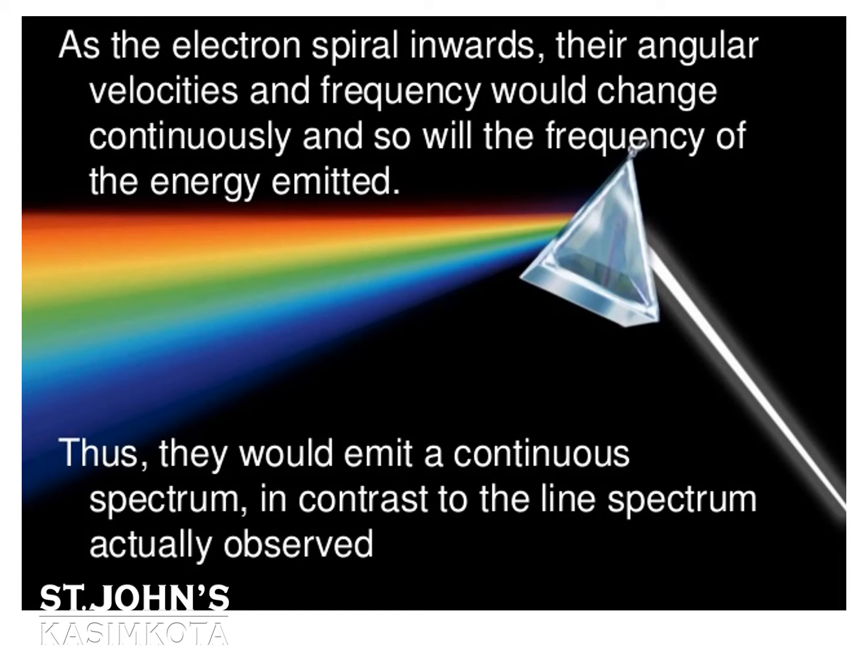As the electron spirals inwards, that is, as the electron is getting accelerated in circular motion, it moves towards the nucleus. The angular velocity and frequency would change continuously, and so would the frequency of the energy emitted. Thus, it would emit a continuous spectrum in contrast to the line spectrum actually observed. When it is losing its energy, it should emit a continuous spectrum, but it was observed that a line spectrum is emitted.